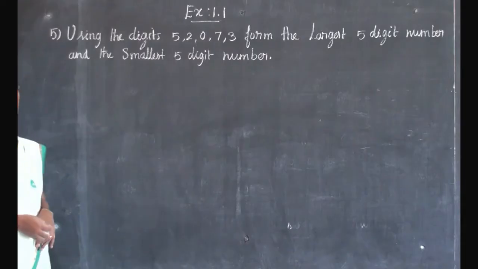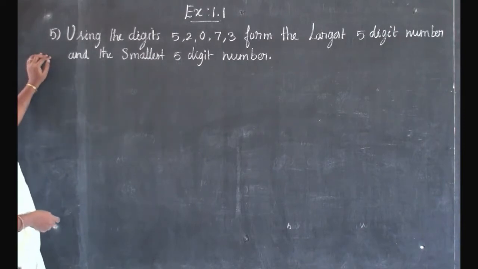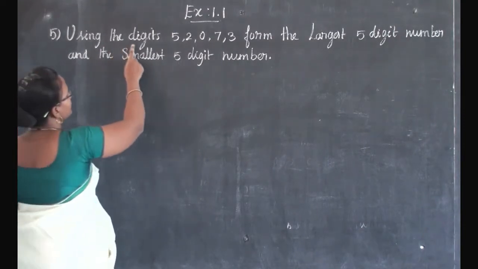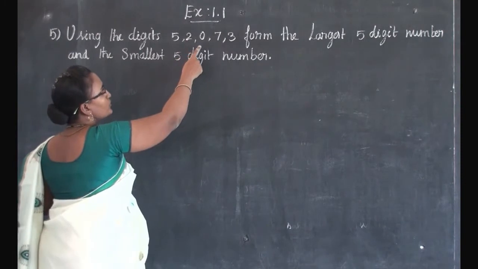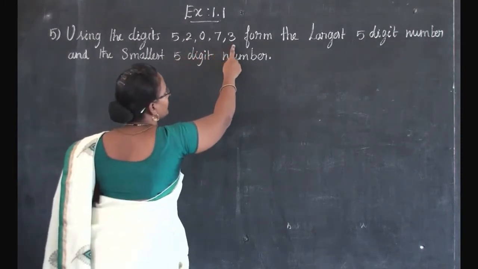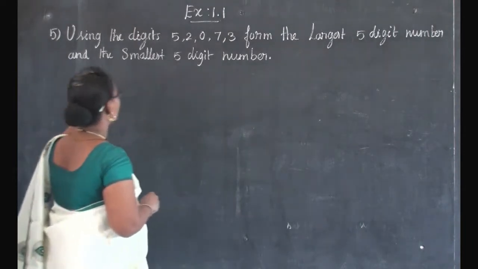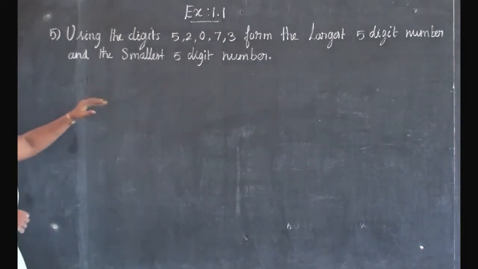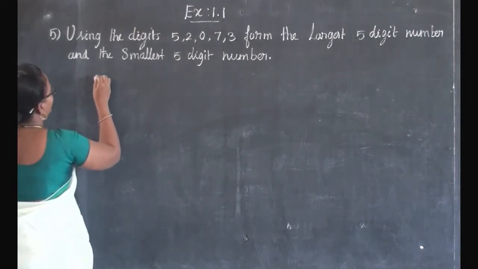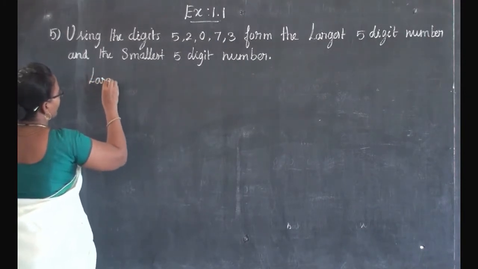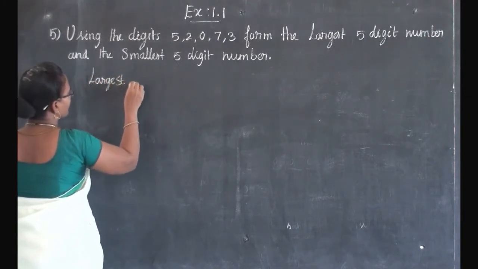Now the next sum: using the digits 5, 2, 0, 7, 3, form the largest 5-digit number and the smallest 5-digit number. First, the largest 5-digit number.